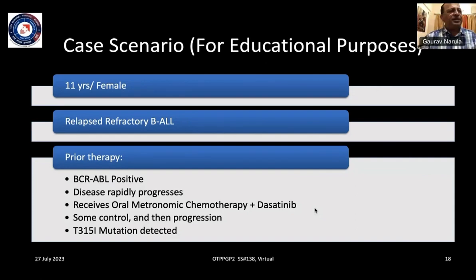So now the patient is being evaluated. We find when we do the bone marrow that the patient is BCR-ABL positive. Stunningly, this has been missed in 2 different centers that she had been seen earlier. And what could be the reason for that? How could such a simple basic investigation be missed? It's something to think about.